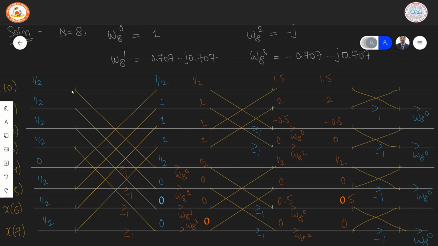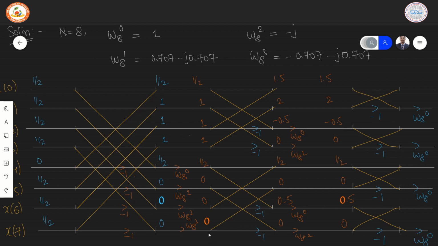The first pair of inputs to be considered is 1 by 2 and 0. The sum is 1 by 2. The difference is also 1 by 2. The next pair is 1 by 2 and 1 by 2. Sum is 1. Difference is 0. Again 1 by 2 and 1 by 2, 1 and 0. Again 1 by 2, 1 by 2. Sum is 1. Difference is 0. Hence we have obtained the output of the first stage.